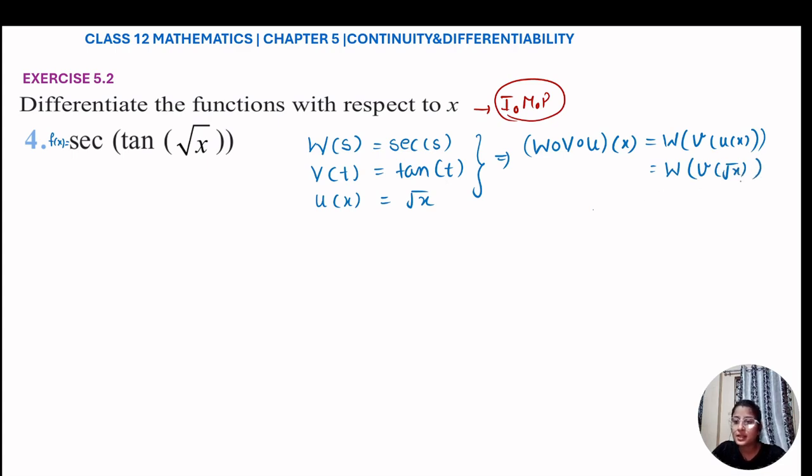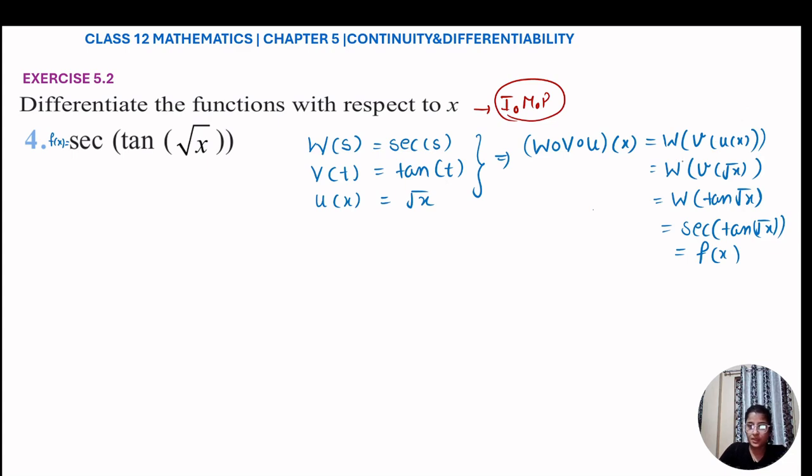Then you can see your t is nothing but root x, because we have to make v of t. So now v of root x is tan of root x. Then w of tan of root x is sec of tan of root x, that is nothing but our f of x function. Its differentiation we have to find.